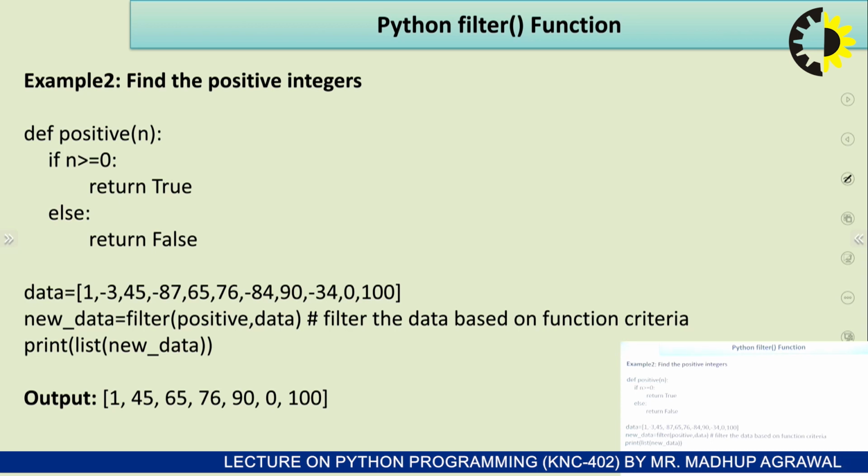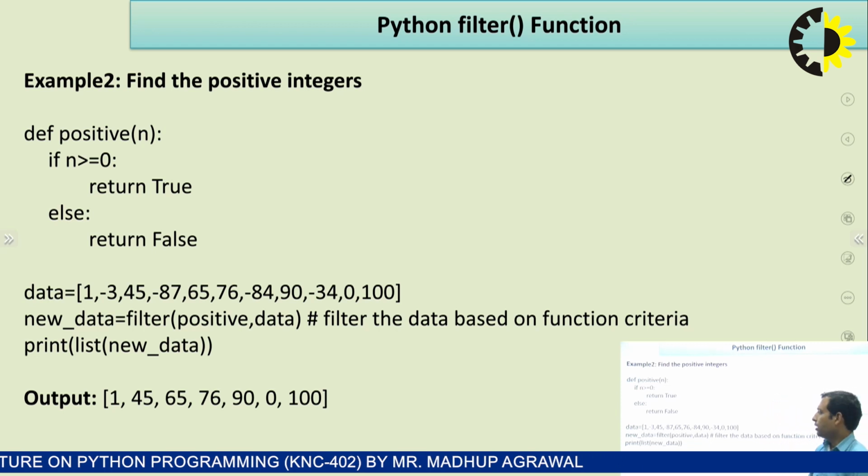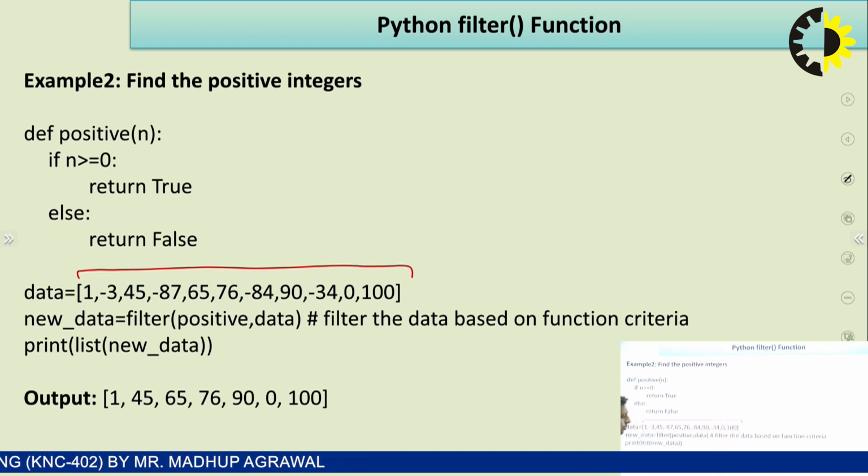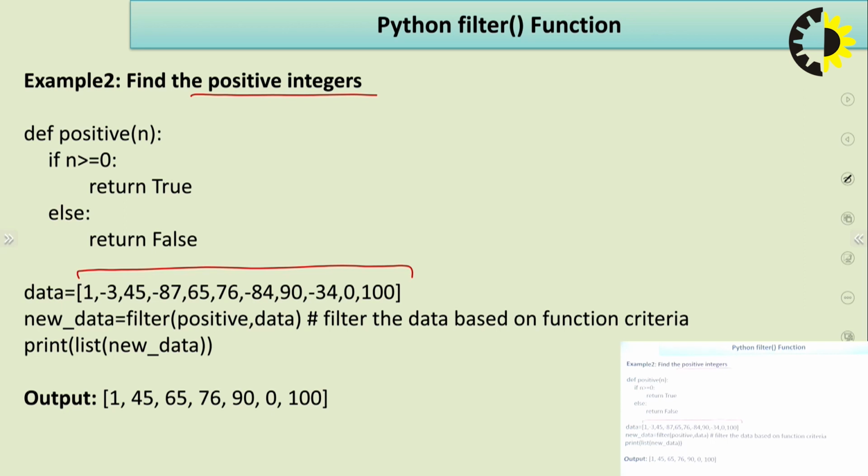Now another example we can see: find the positive integers. We have been given a set of numbers which have negative and positive values, and our target is the positive integers. So we are filtering some data here. Positive means greater than or equal to 0. If n is greater than or equal to 0, then true, otherwise false. And we implement the same concept. The name of the function is positive, and next is data. Data is the sequence.